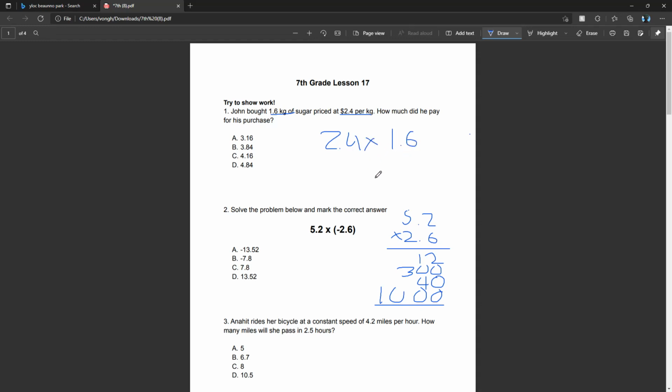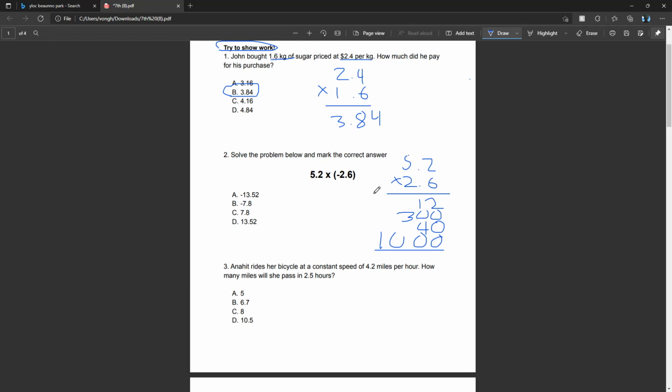And to save time, if you just use a calculator, it's fine. But if you want to get practice on doing this, you should do it like this. So you get 2.4 times 1.6, and if you multiply it all out correctly, you should get 3.84, which is B. But make sure you show your work when you try to solve it out, if you want to do it on your own.